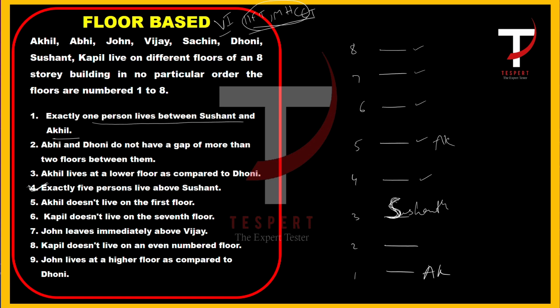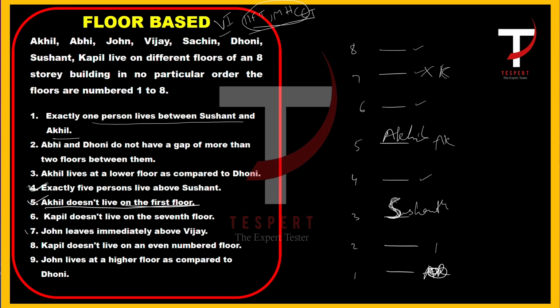But consider statement 5 again. Akhil doesn't live on the first floor, so Akhil won't come here. Akhil comes here. Okay, fine. So this is ruled out. Fifth statement is ruled out. So consider statement 6 here. Kapil doesn't live on the 7th floor. So Kapil doesn't come here.